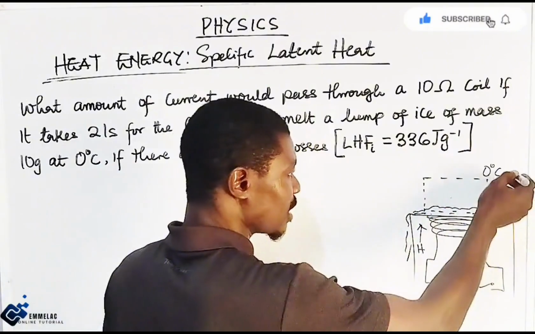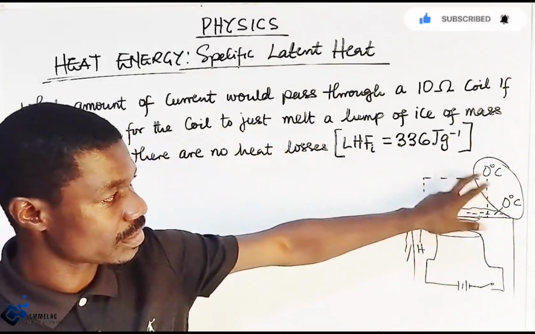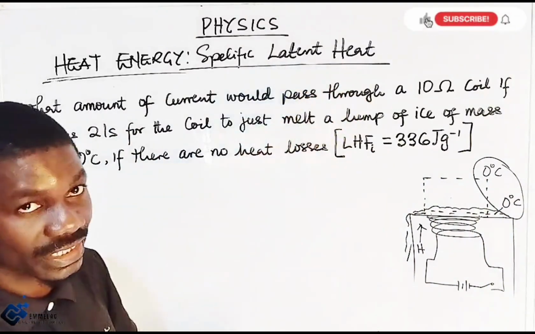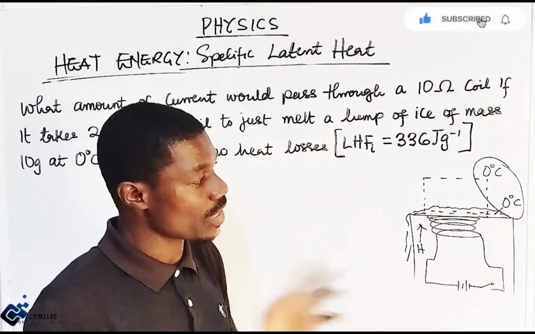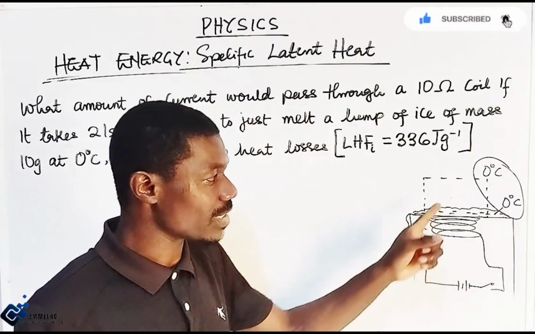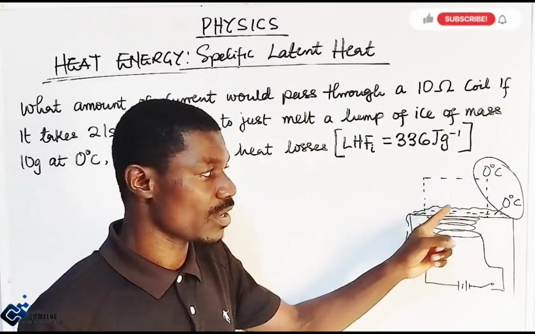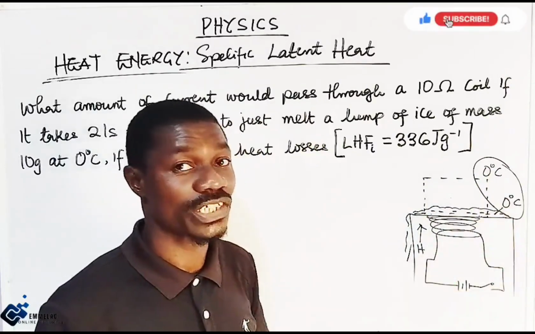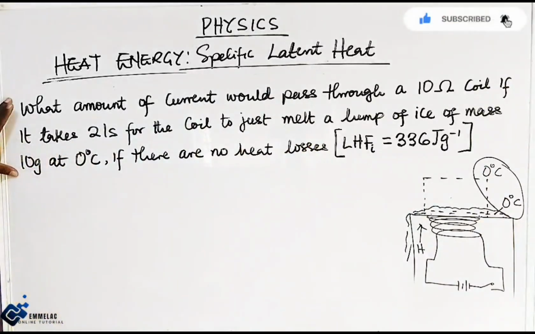Now this constant temperature is what we call the latent heat. It is a case whereby a substance changes state without a change in temperature. So this ice in its solid state changing to liquid at the same temperature, without a change in temperature, is what we call the latent heat. And that is what this question is talking about.